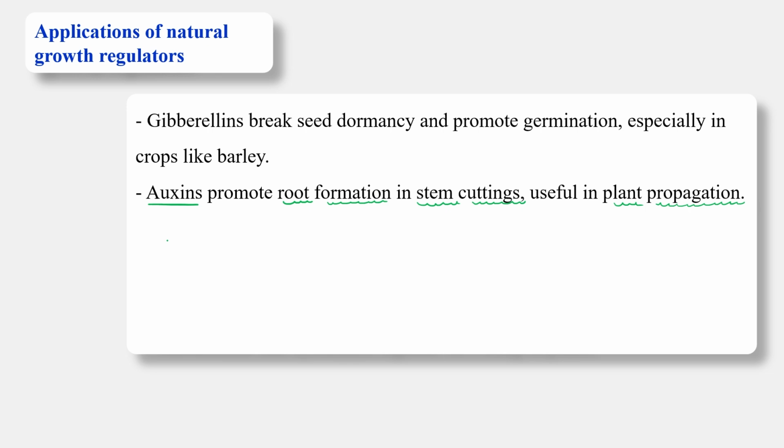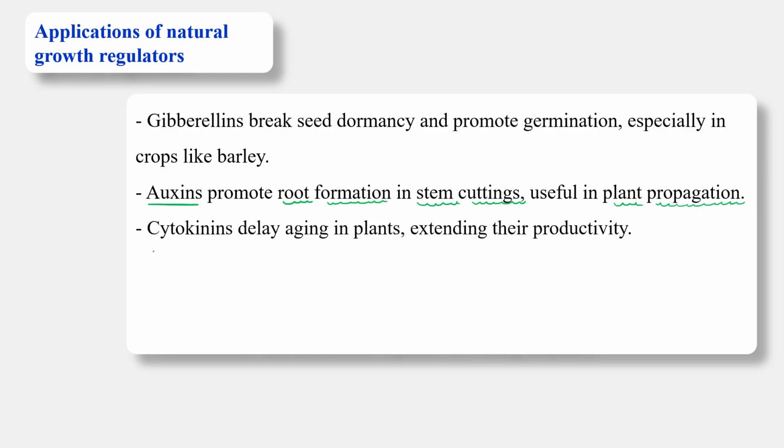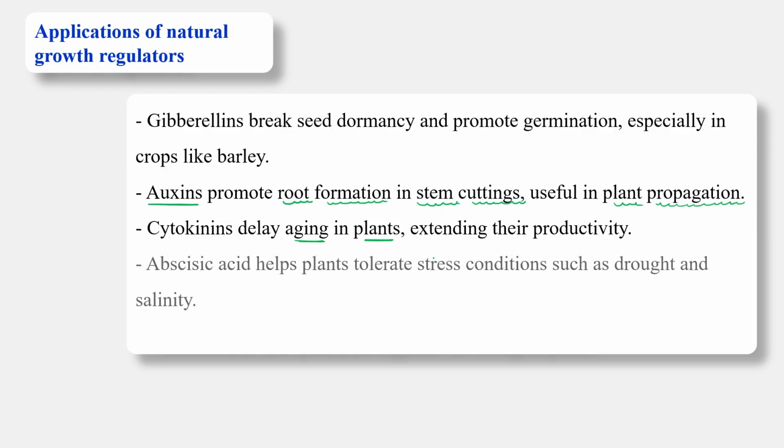They use auxin for the initiation of shoot formation, right? Cytokinin is related to aging of the plant, extending its productivity. Abscisic acid helps plants tolerate stress conditions, that's why we use the term stress hormone for abscisic acid. Stress conditions are like drought, extreme temperature, salinity.